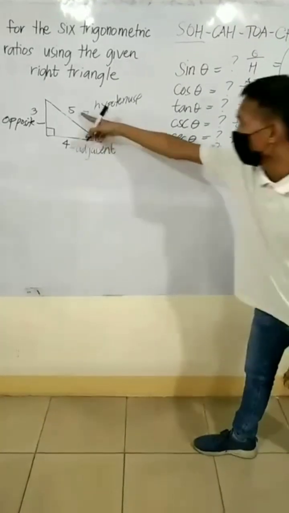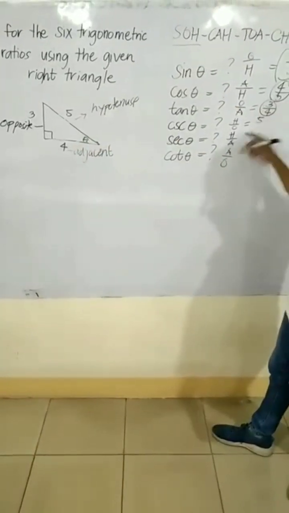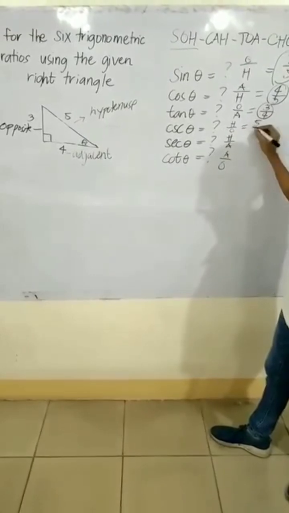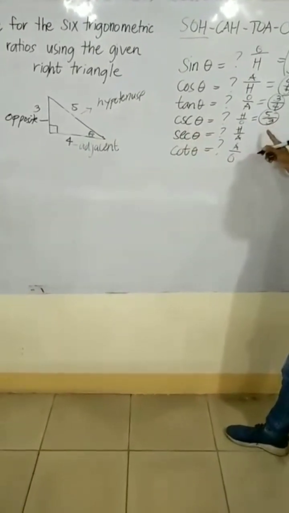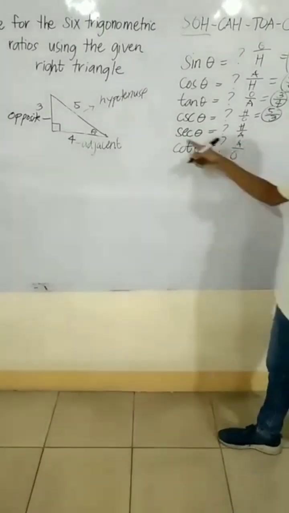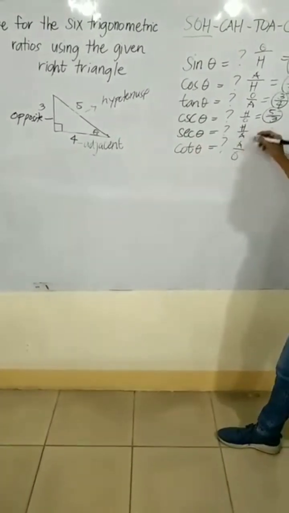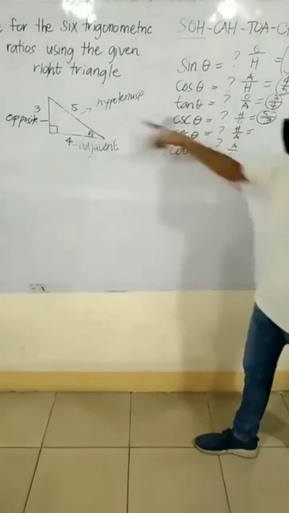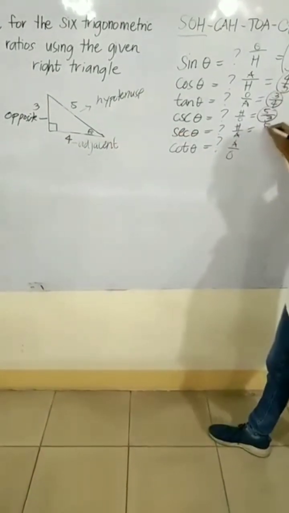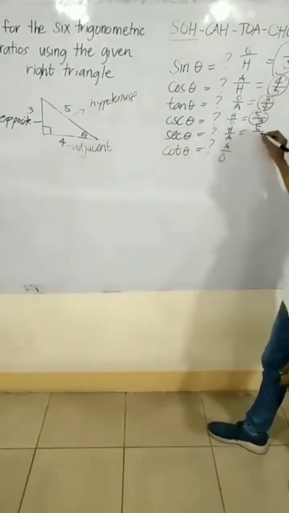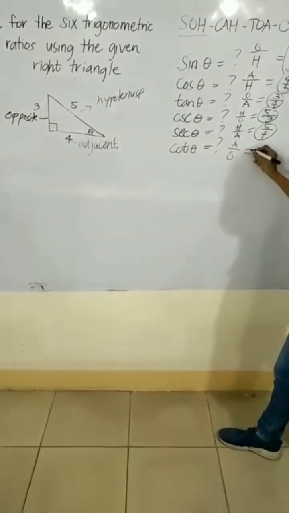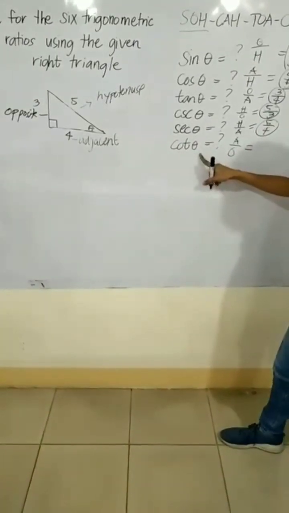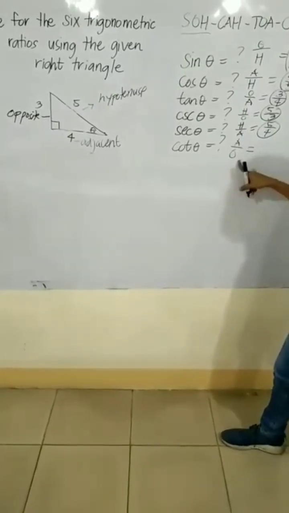And then we have cosecant theta, that's just hypotenuse over opposite. So our hypotenuse is 5. And the opposite is 3. So cosecant theta equals 5/3. And then we have sec theta, which is equal to hypotenuse over adjacent. So hypotenuse is again 5. And adjacent is 4. So it's 5/4.